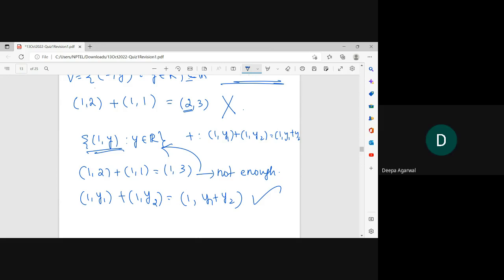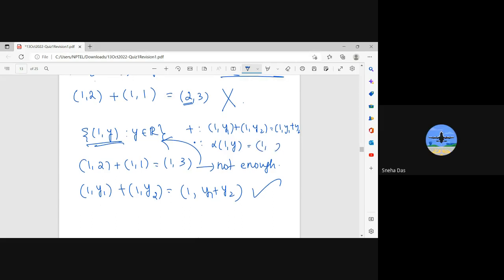Ma'am, for this to be a vector space, we need to define multiplication also. Yeah, no, I was just defining it for the closure property of addition, so I didn't do it. Okay.